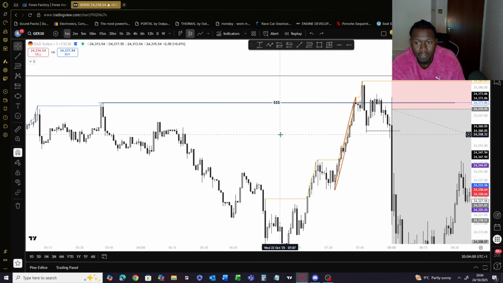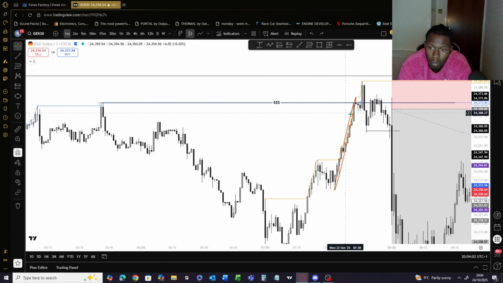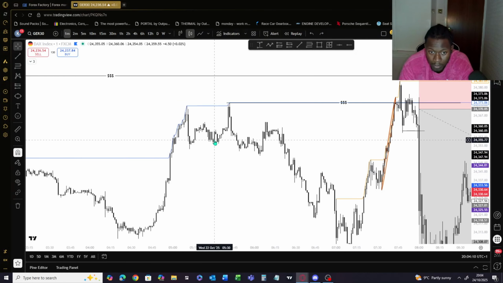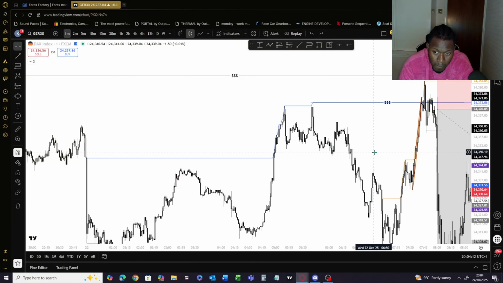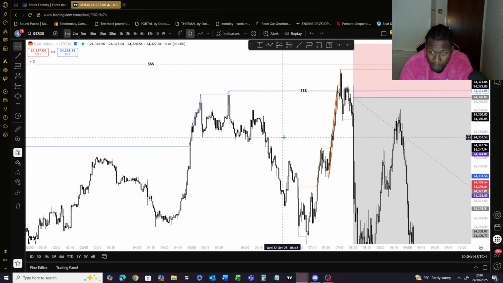Now honestly, if that happens, consider yourself lucky. The market's being very generous and showing its hand and giving you an opportunity to get in comfortably. So yeah, that was that trade.